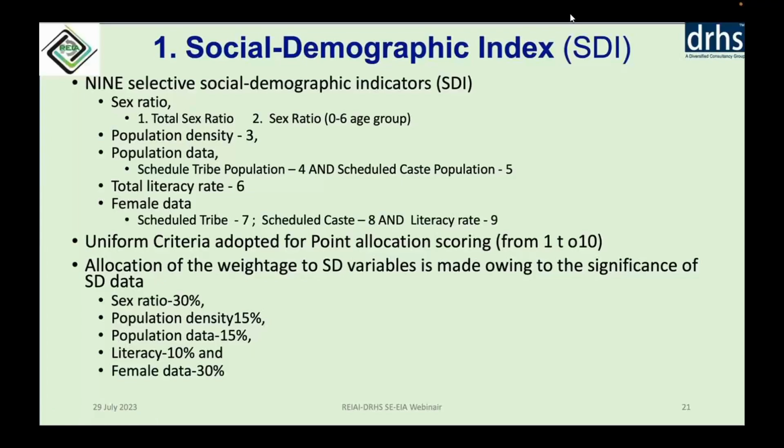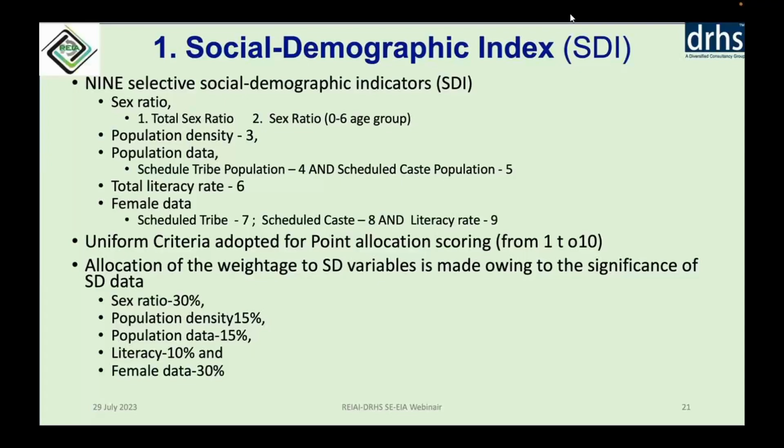Then you have to allocate the scoring. I have taken scoring from 1 to 10. How to do the scoring, I will let you know. After allocating the scoring, you calculate the total score of the socio-demographic index of the particular village. Then what is your criteria? Sex ratio, I give much weightage, 30%. Population density is okay, 15%. Population data is 15%. Literacy rate 10%, and female data is 30%.